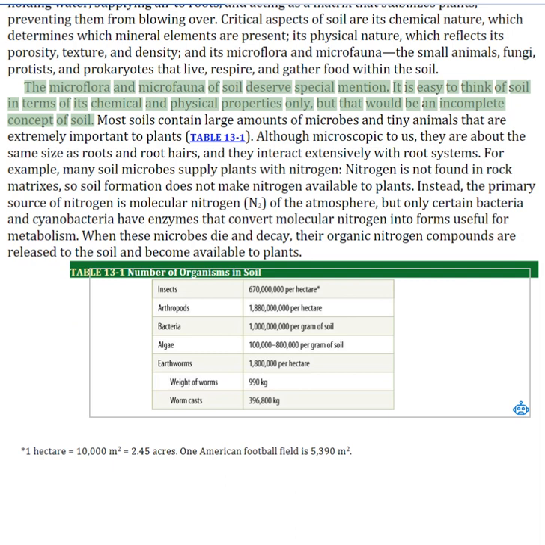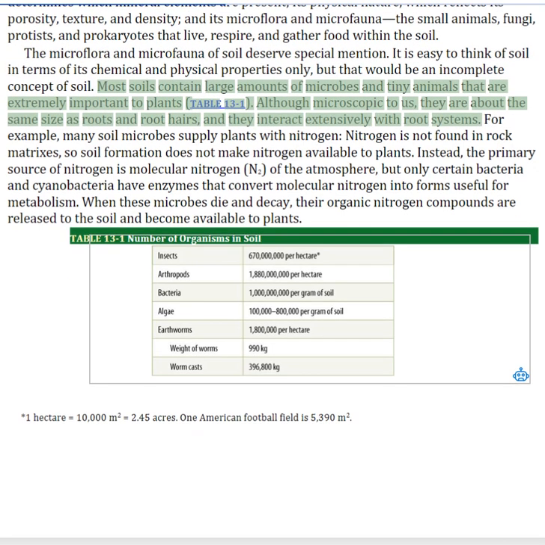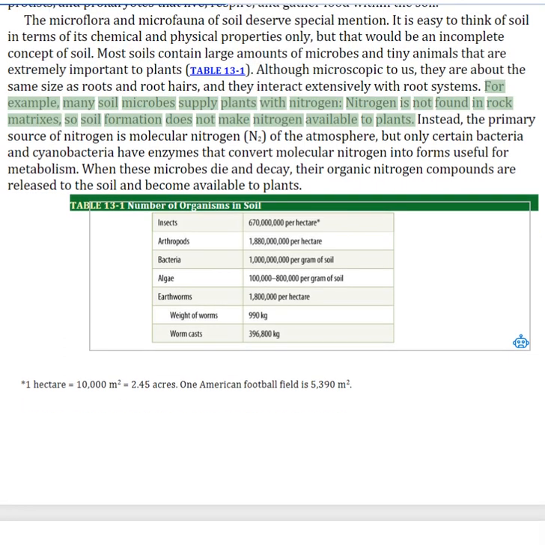The microflora and microfauna of soil deserve special mention. It is easy to think of soil in terms of its chemical and physical properties only, but that would be an incomplete concept of soil. Most soils contain large amounts of microbes and tiny animals that are extremely important to plants. Although microscopic to us, they are about the same size as roots and root hairs, and they interact extensively with root systems. For example, many soil microbes supply plants with nitrogen.